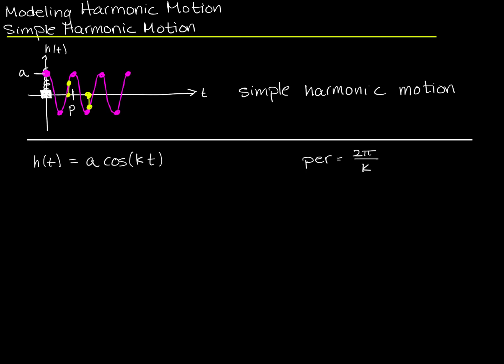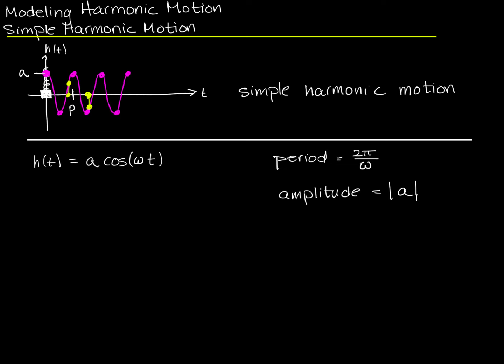In this application, we're going to use omega, the Greek letter omega, which looks like a funky W, instead of k. We're still going to call this the period of the function. We're still going to call this the amplitude. In fact, let me make a note that the amplitude is a.